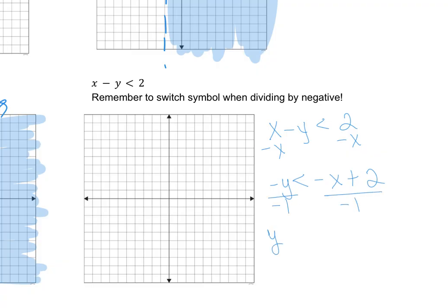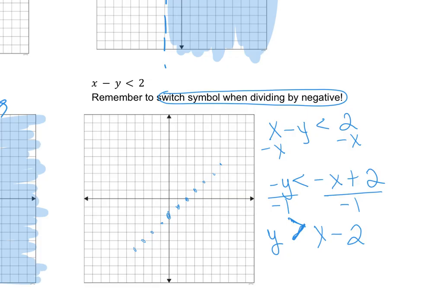And when we do that, one of the rules with inequalities is that you switch the symbol when dividing by a negative. So we would have y, and we are going to switch the symbol from less than to greater than. And we would have negative x divided by negative 1 would be positive x minus 2. So we're going to graph that. We'd start at negative 2, and our slope would be 1 over 1.